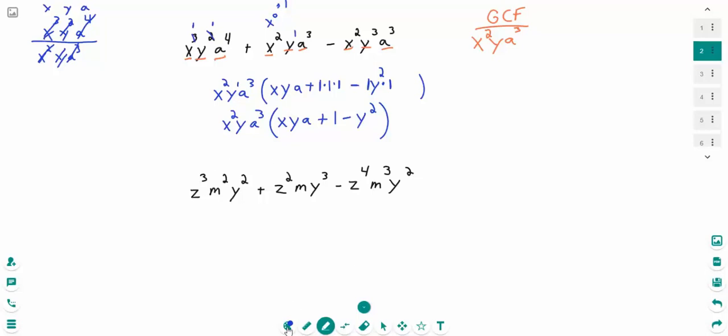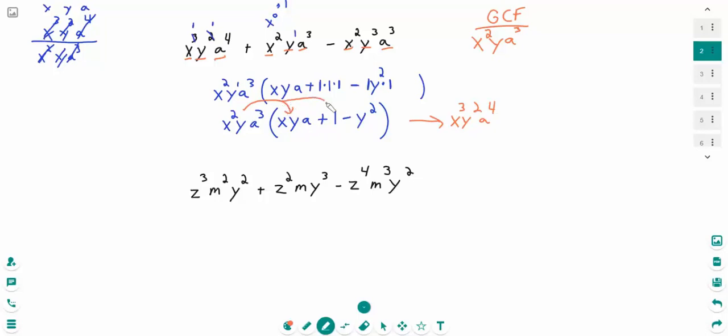Now, if you wanted to check this, you certainly could. Just expand it. Take this first term and expand it through the set of parentheses, and you should end up with what we started with at the top. If we do that just real quick, multiply that through, we end up with x squared times an x, which is x to the third, y times a y, which is y squared, a to the third times a, which is a to the fourth. All I've done is taken that term and multiplied it by this term.